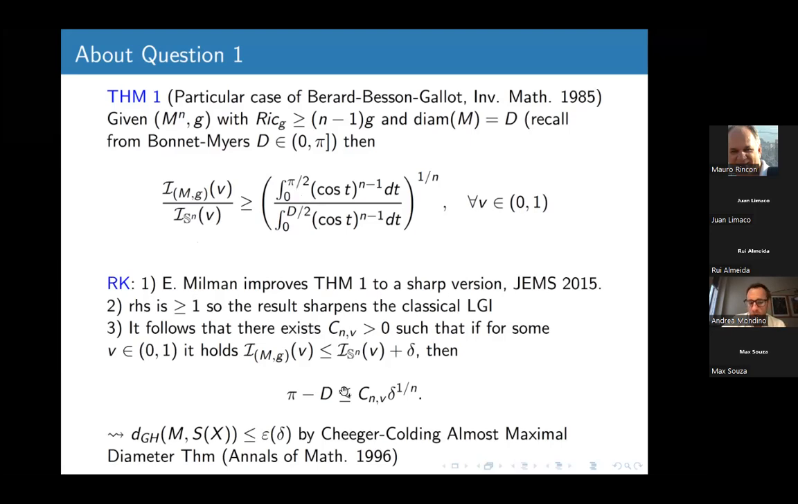Okay, one can do the computation, and one can check that there exists some constant which depends on the dimension and on the volume, such that if for some v between 0 and 1 the equality in the Lévy-Gromov inequality is almost achieved, so if the isoperimetric function of the manifold M is bounded from above by the one of the sphere plus delta, this delta is the error that you're doing in the rigidity, then your diameter is close to pi in a quantitative sense. So it is close to pi with an error delta to the power 1 over n.